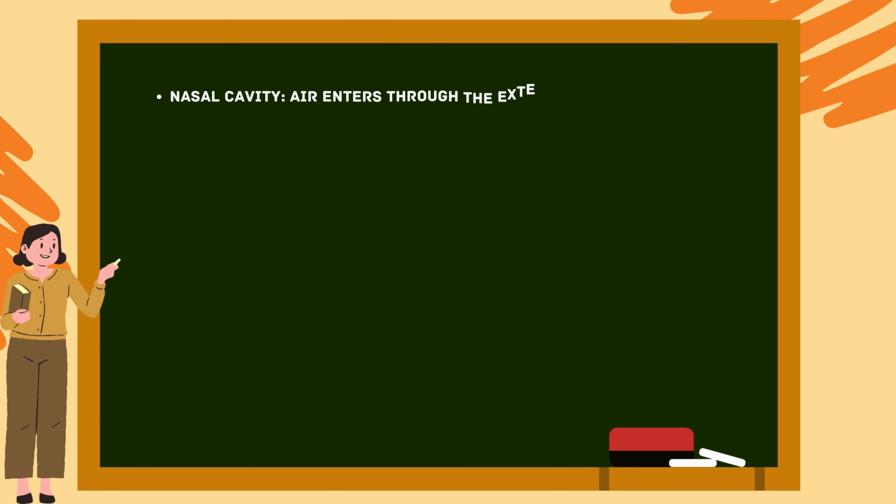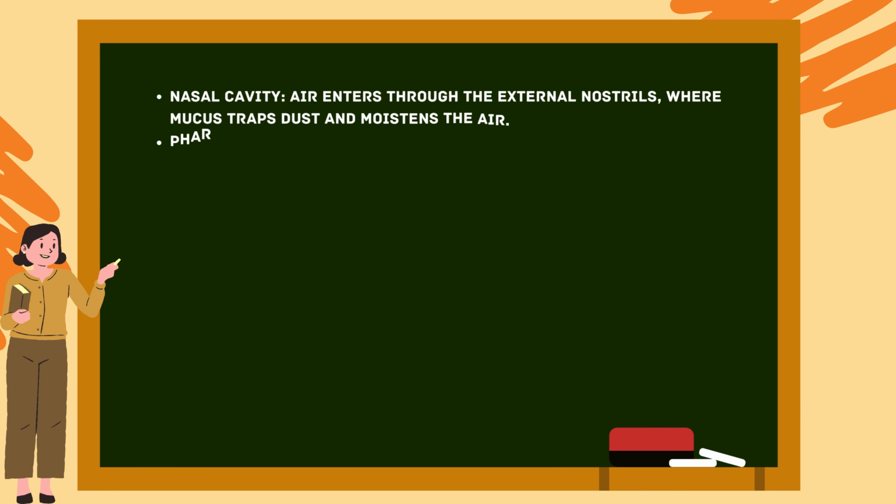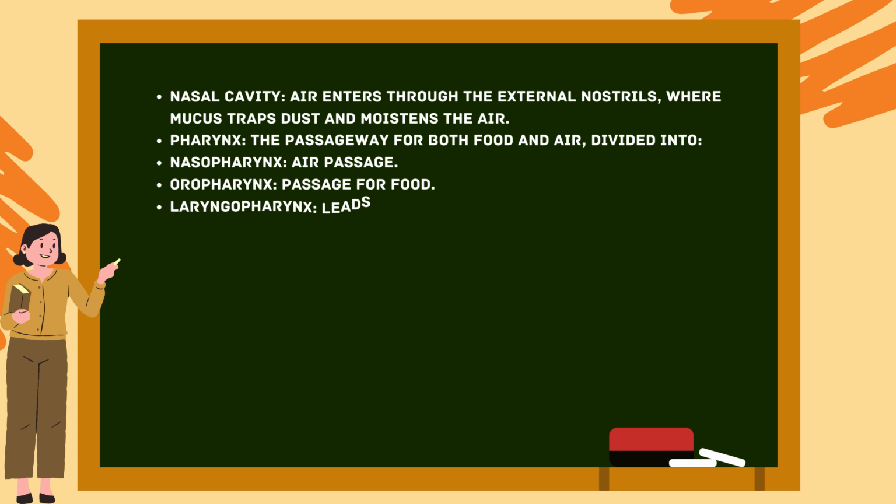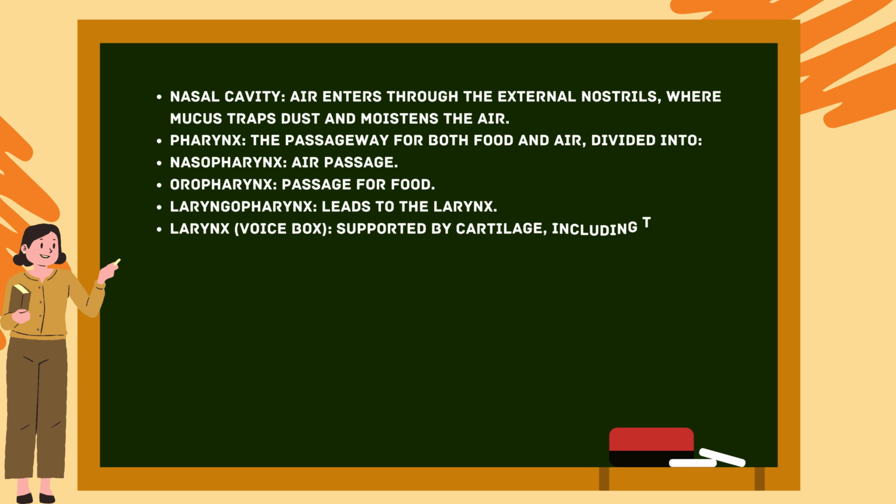Air enters through the external nostrils, where mucus traps dust and moistens the air. Pharynx. The passageway for both food and air, divided in two. Nasopharynx. Air passage. Oropharynx. Passage for food. Laryngopharynx. Leads to the larynx.